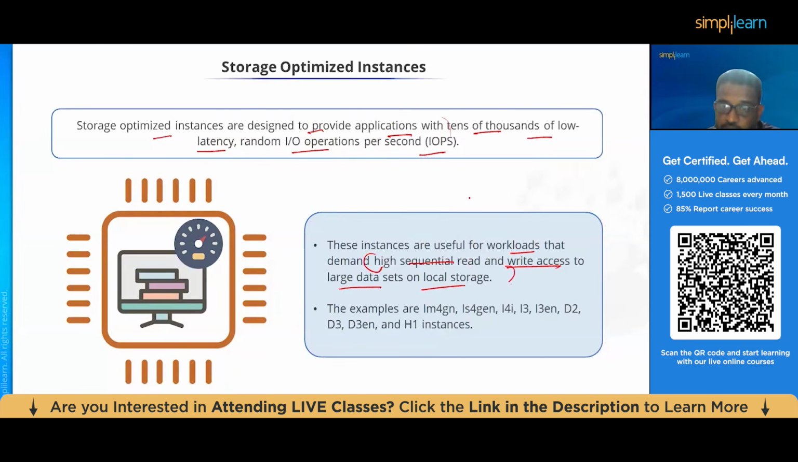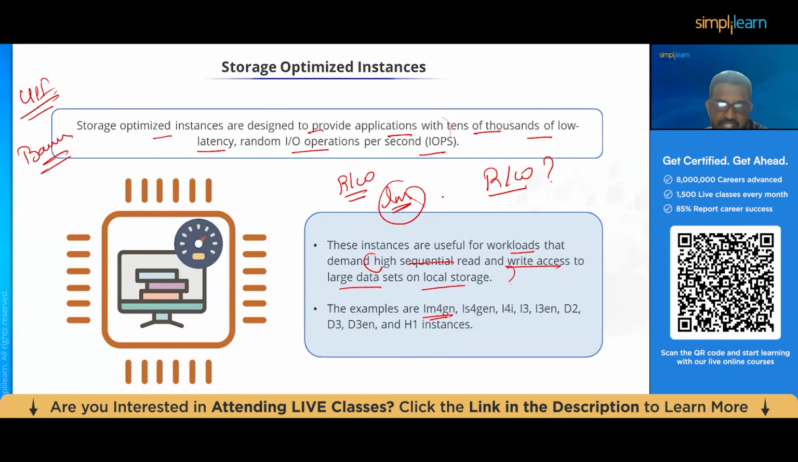When you are performing sequential read write operations, for example UPI transactions and banking transaction payments, where you have large data sets. Here you can see LM4GN. LM indicates storage optimized, 4 is the processor generation, G is nothing but Graviton processor, and N is an additional capability. So this part is about storage optimized instances.